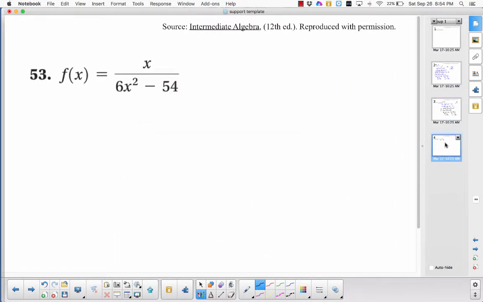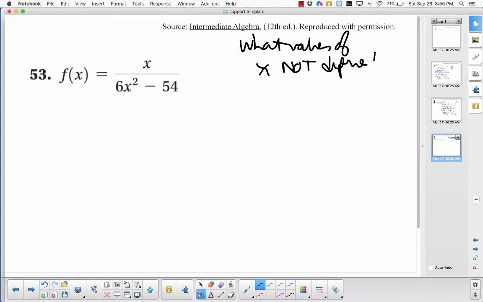Here's another one, and it's a similar kind of thing. It's a factor kind of question. And on this one it says, determine for what values of x this equation is not defined. So what values of x are not defined? A similar way of saying that is asking what is the domain. So what is the domain of this function? What are the x's that are allowed, or what are the x's that aren't allowed?